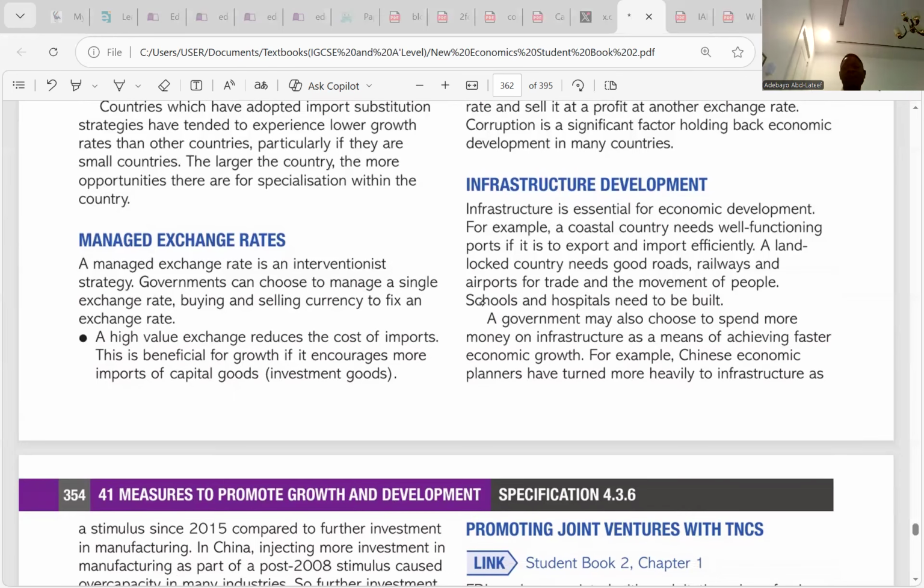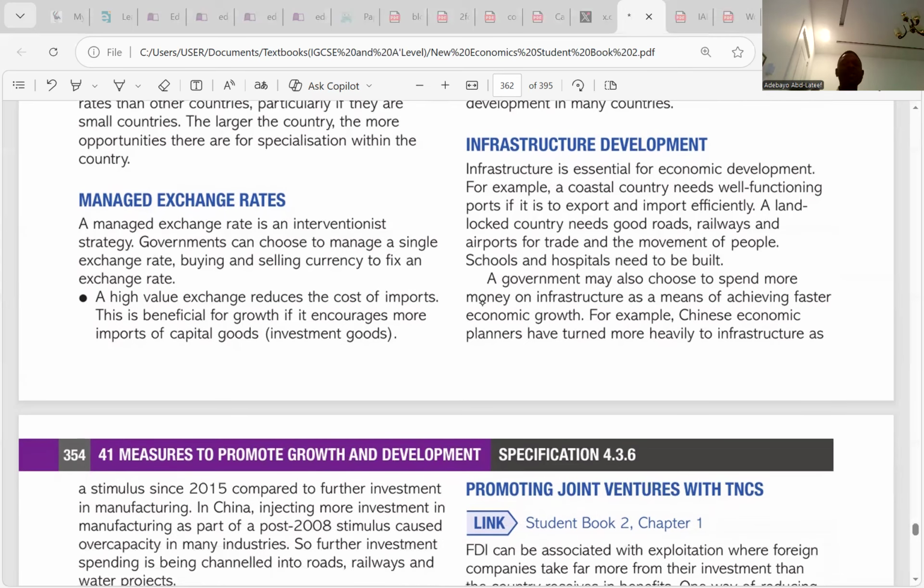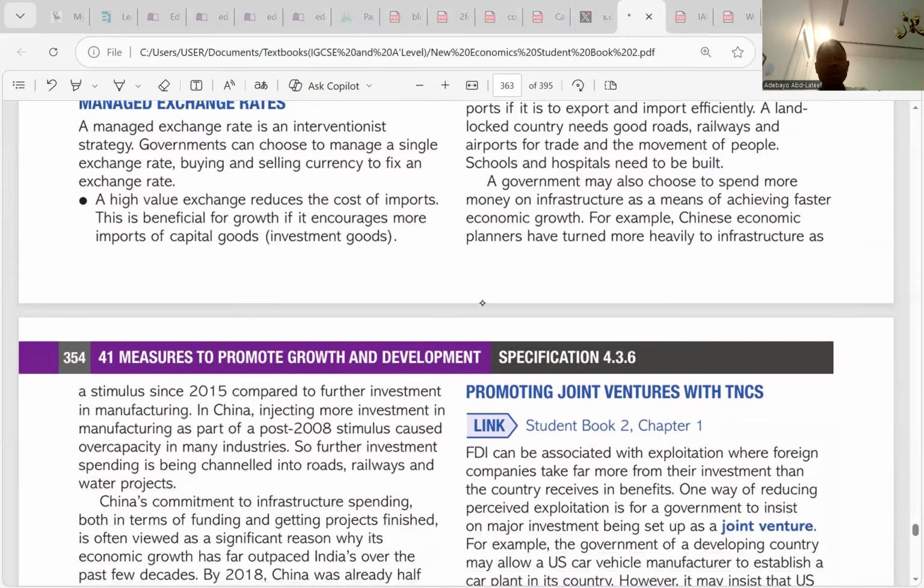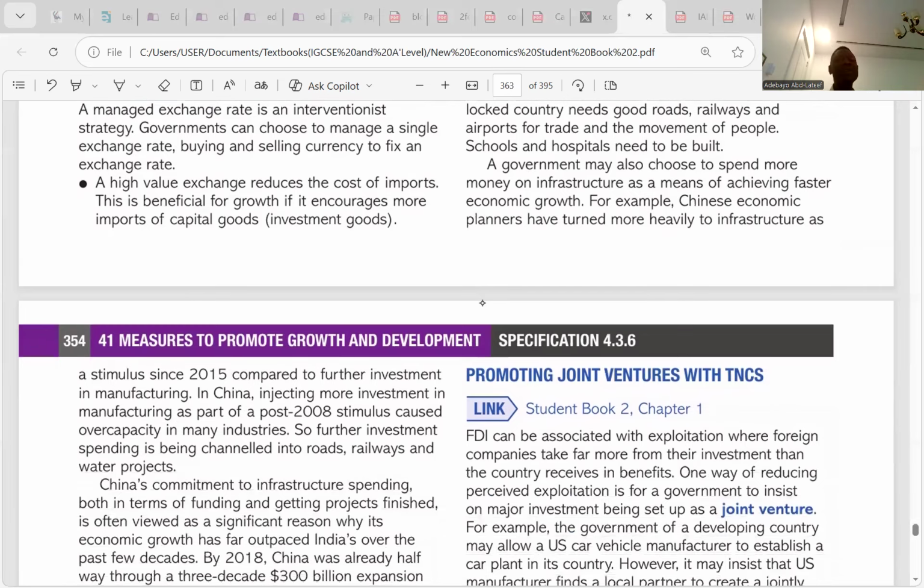Infrastructure is essential for economic development. For example, a coastal country needs well-functioning ports if it is to export and import efficiently. A landlocked country needs good roads, railways, and airports for trade and the movement of people. Schools and hospitals need to be built. A government may also choose to spend more money on infrastructure as a means of achieving faster economic growth.